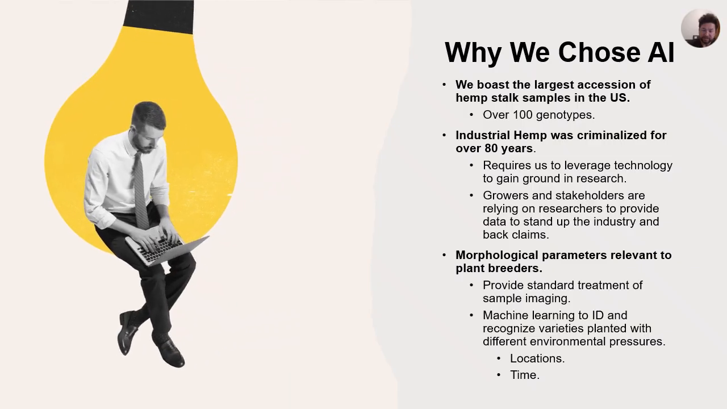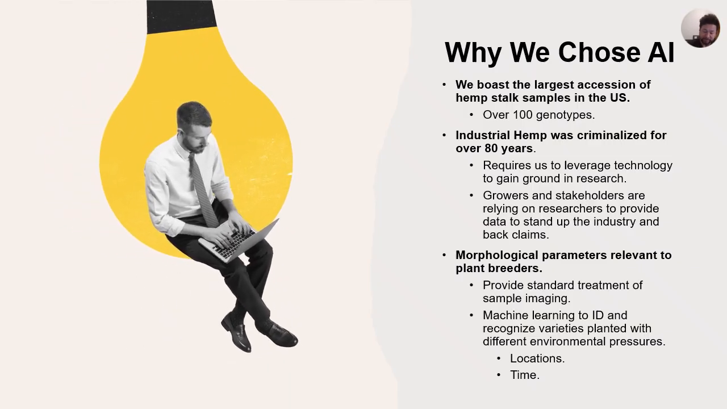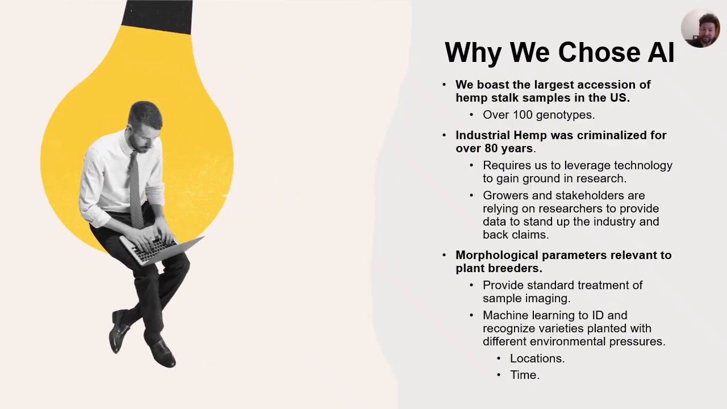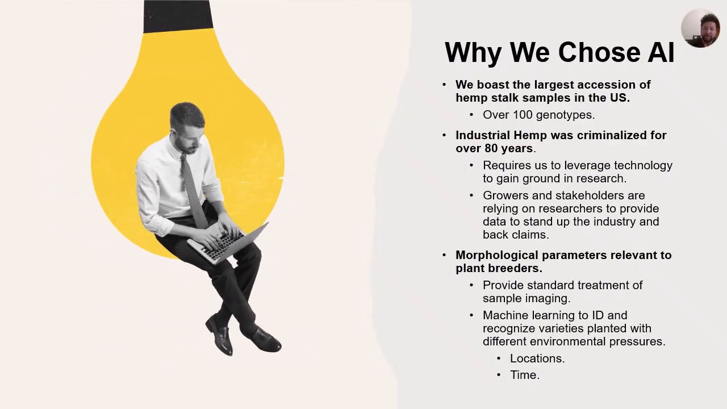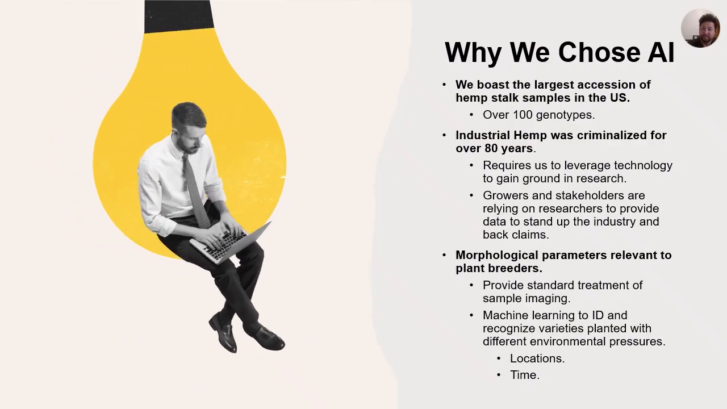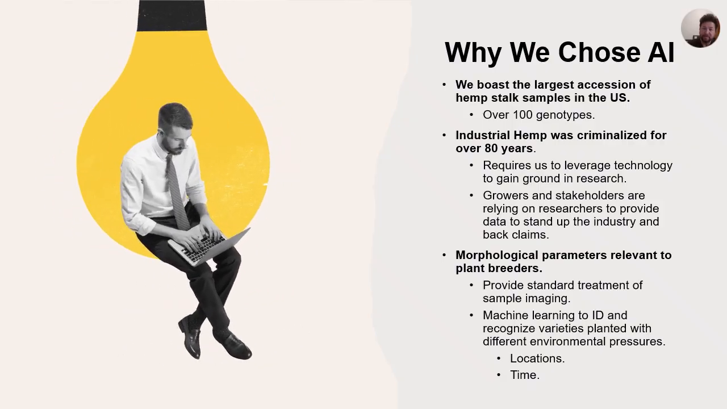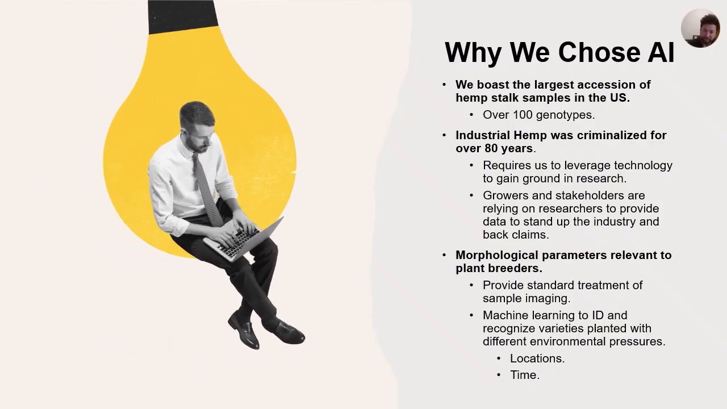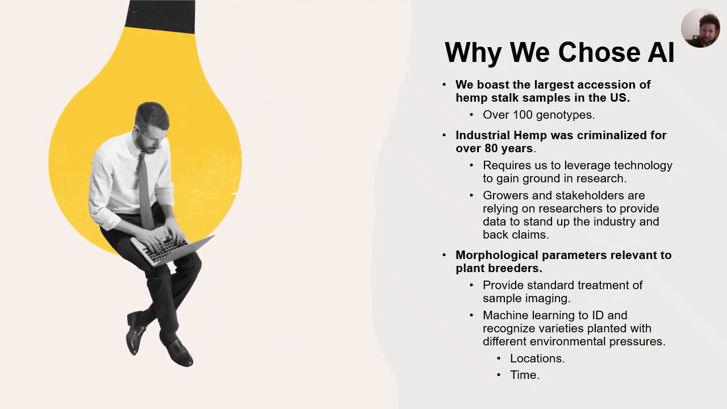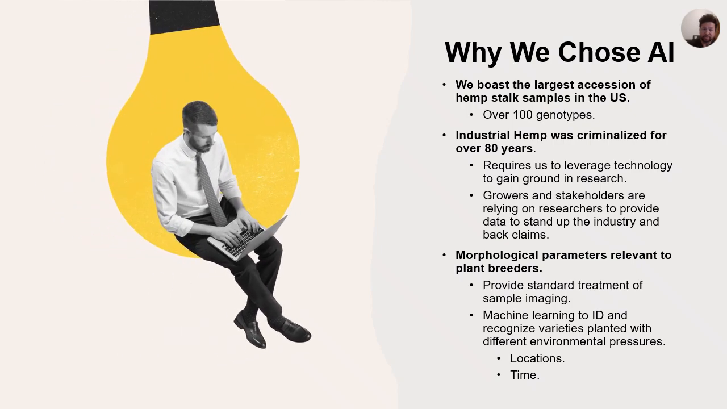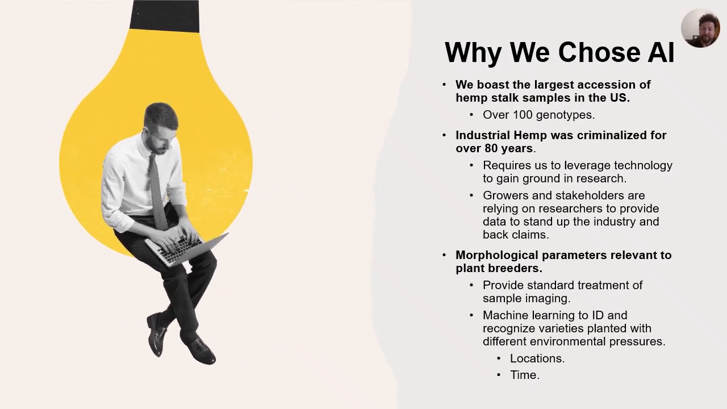The reason my unit decided to do a phenotyping project involving AI is because our team currently manages the largest accession of hemp stock samples in the US. We have more than 100 genotypes, ranging from fiber type to feral accessions. Because hemp was criminalized over 80 years ago, the research gap is massive. We're currently trying to make up for decades of lost time.